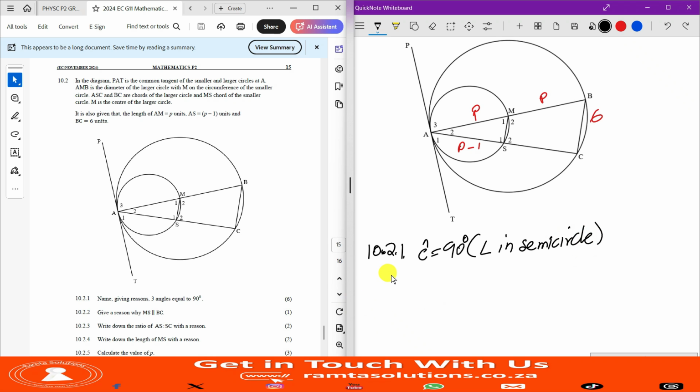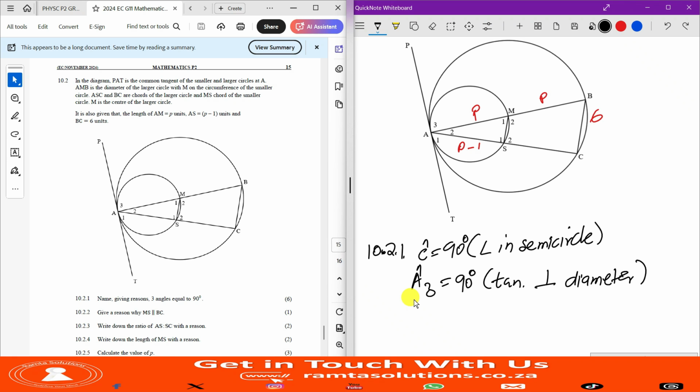And then which other one is 90 degrees? It will also be angle A3. Angle A3 is also equal to 90 degrees. Why is angle A3 equal to 90 degrees? It's because tangent is perpendicular to diameter.